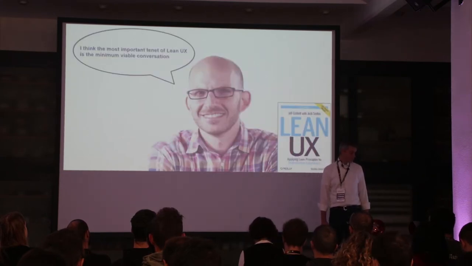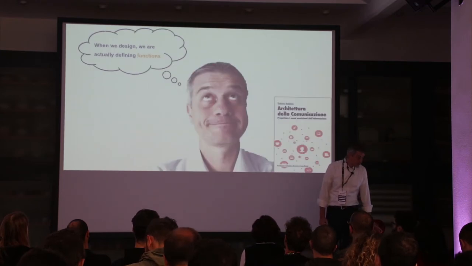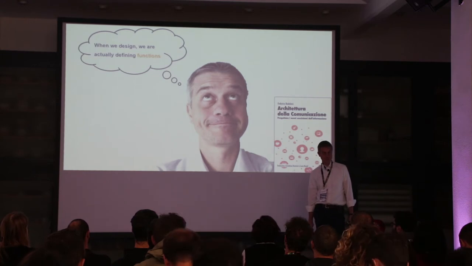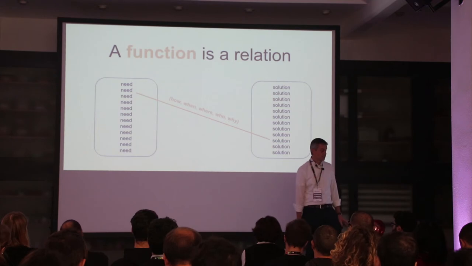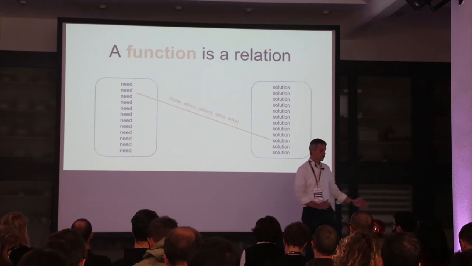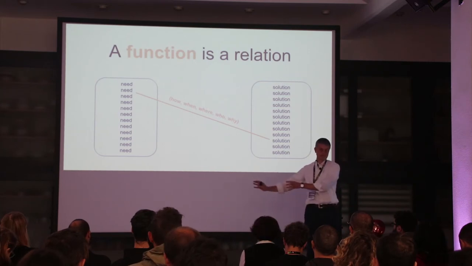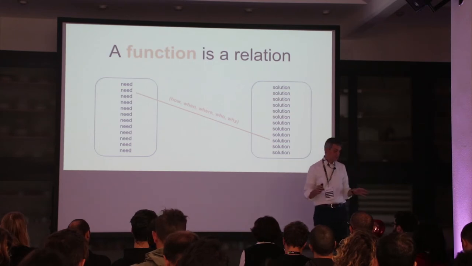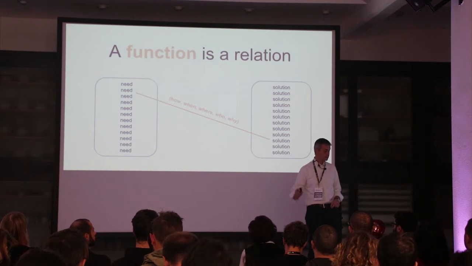Jeff Gothelf says that the most important tenet of Lean UX is the minimum viable conversation. I think that those minimum viable conversations are actually functions. In mathematics, a function was originally the idealization of how a varying quantity depends on another quantity. In user experience design, I see a function as a relation that describes how a particular solution depends on one particular need.